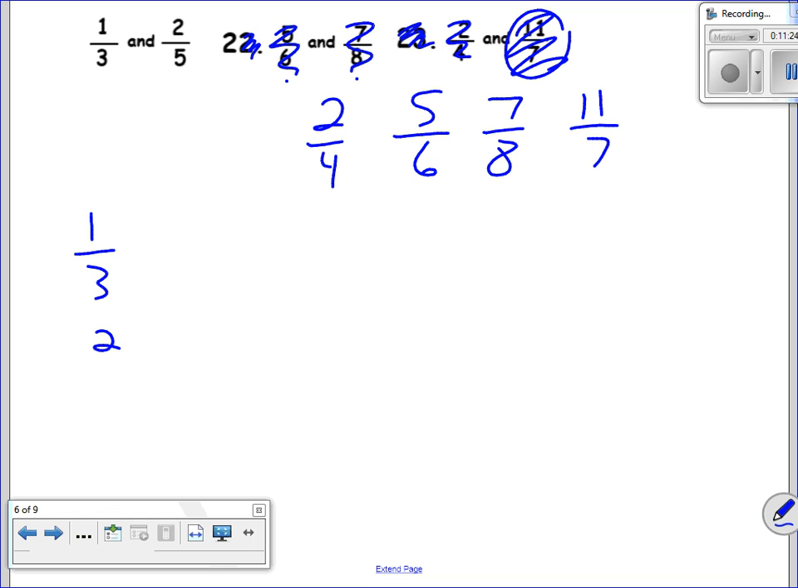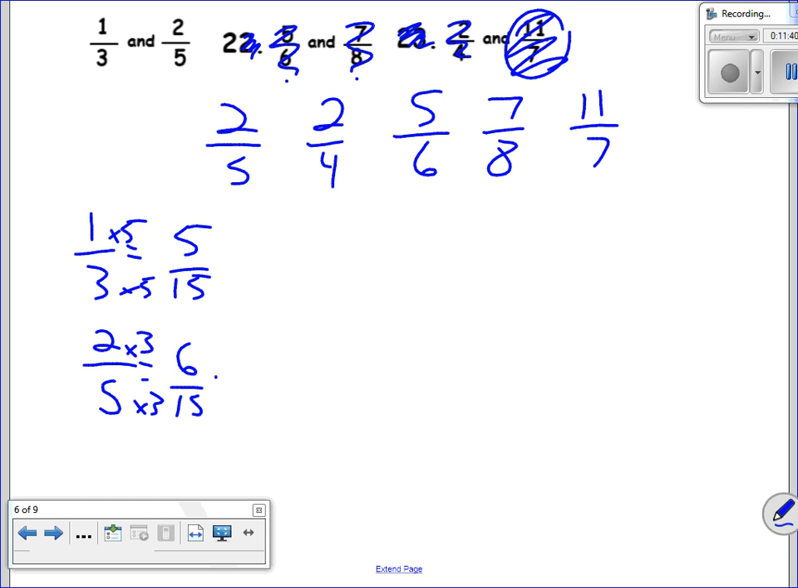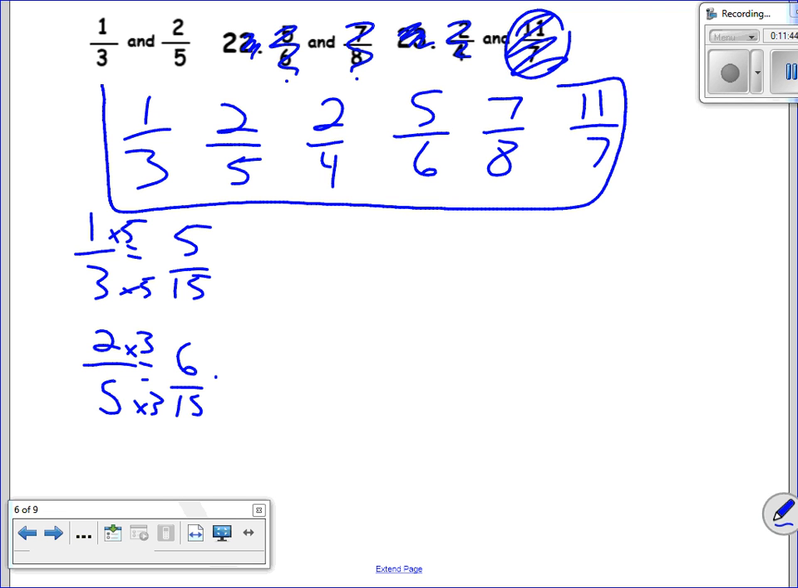Let's stack these up and see which one is the largest. Put them both into 15. Times 5 times 5 gives me 5/15. Times 3 gives me 6. 6 is larger, which means 2/5 is my next biggest, and 1/3 is my smallest. Right here, kids, hardest problem on your Unit 8 test. And it's simple. Break them down one at a time, and you can solve it.